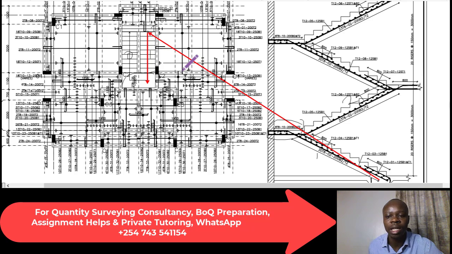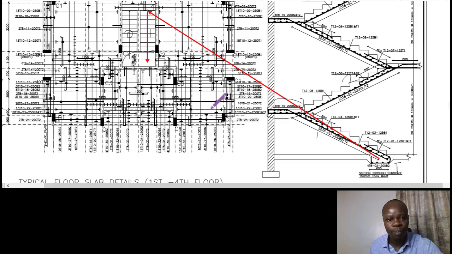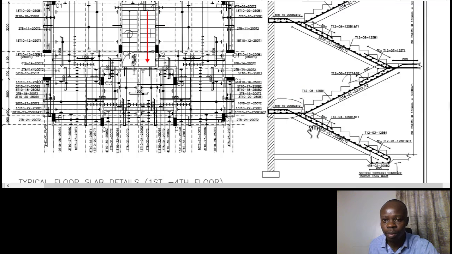So once you understand that, I've already indicated to you how the flights have been arranged and how exactly they go. The next important thing is now for us to interpret these reinforcement bars and be able to measure them. Once we have that, I just want us to go straight to how to do the estimation.